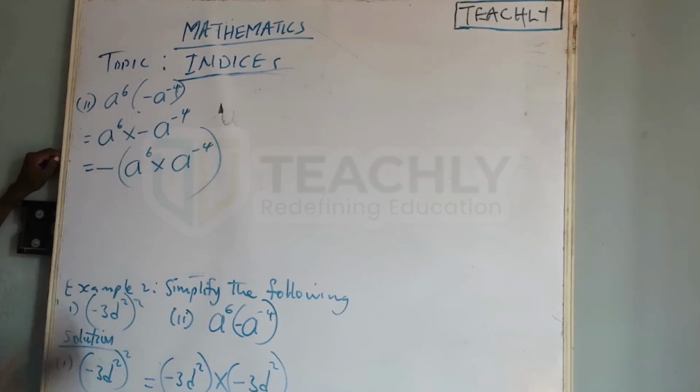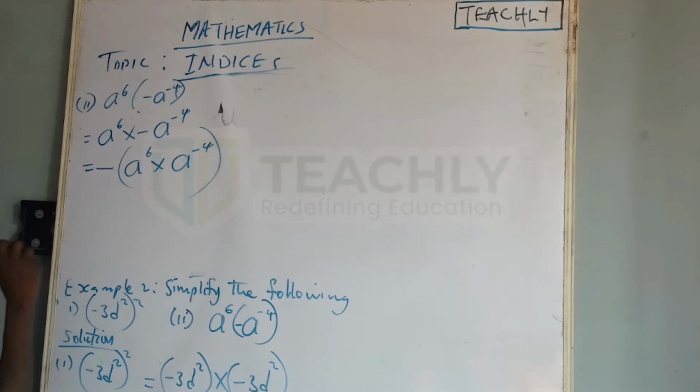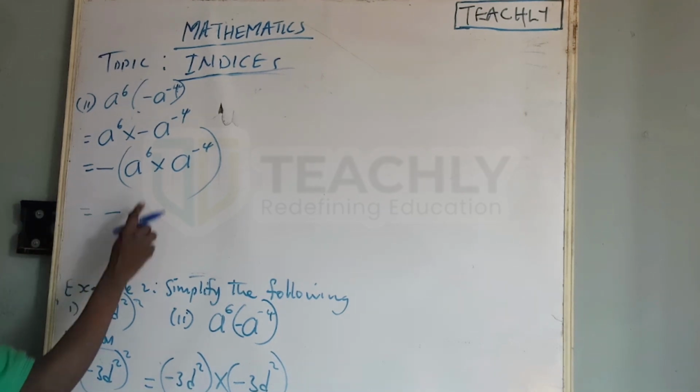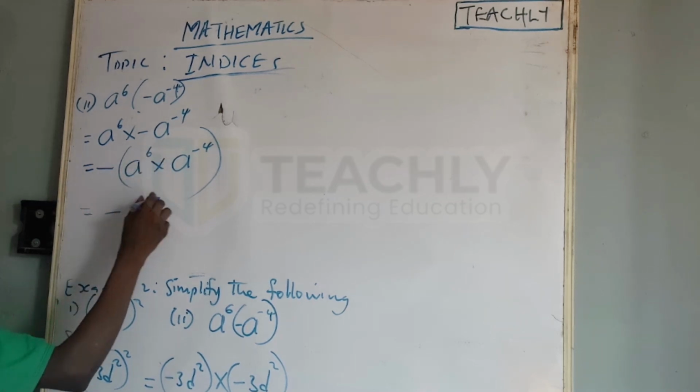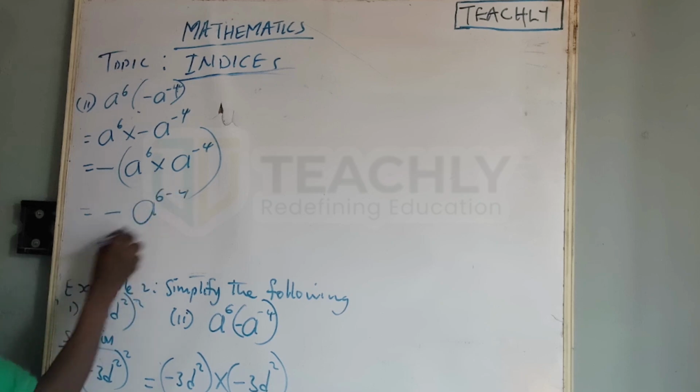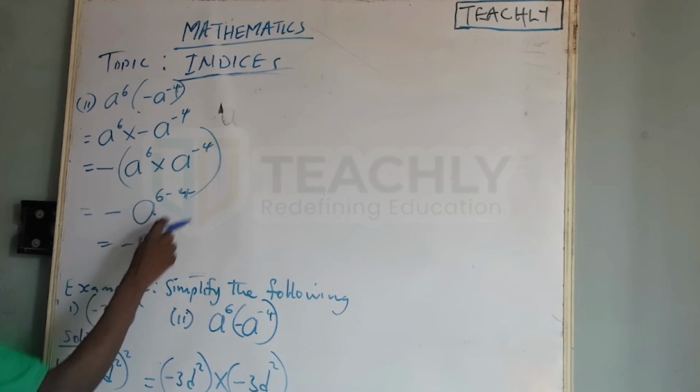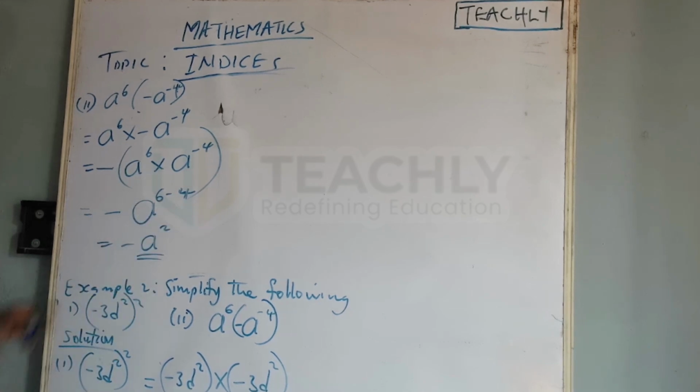This minus can be outside, and with this we can have minus a and a here. You are going to pick one. So if you are picking one, you have a. Here you have 6 minus 4. Then it will now be minus a squared, because 6 minus 4 will give us 2. So if you are simplifying that.